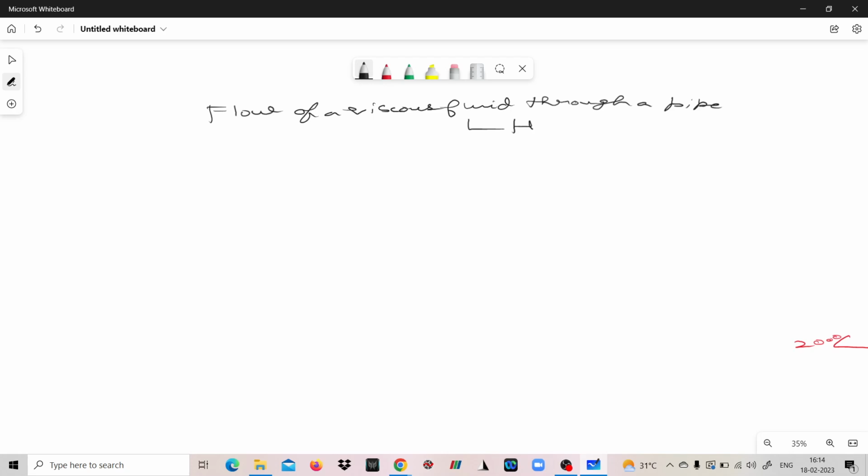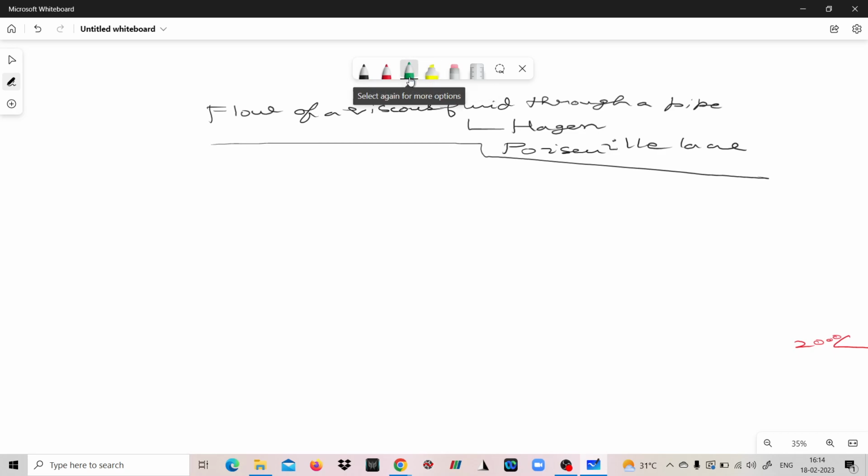This is also known as the Hagen-Poiseuille law. These things must have been covered in the lecture also, but since we will be solving some problems, just to revise the theory, my attempt is to redo the derivations.